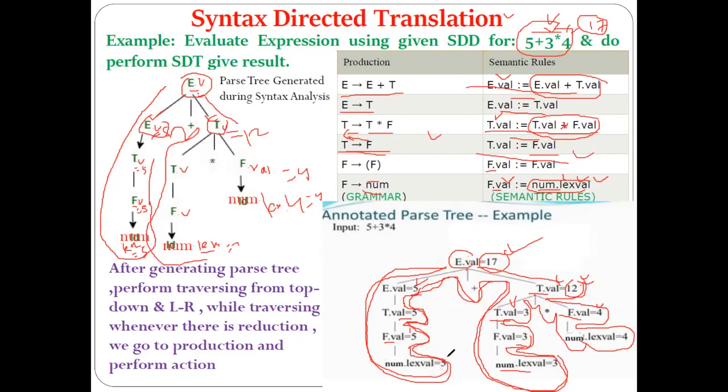So this whole process is attaching the attributes to each of the grammar symbols and then traversing this parse tree by visiting each node in the top down or bottom up fashion, left to right manner, and getting the value of this attribute.